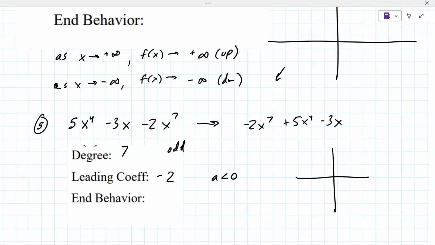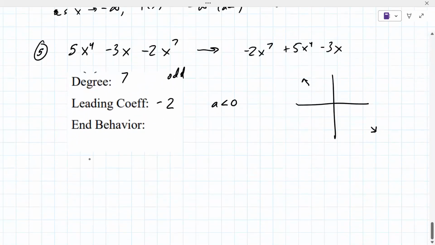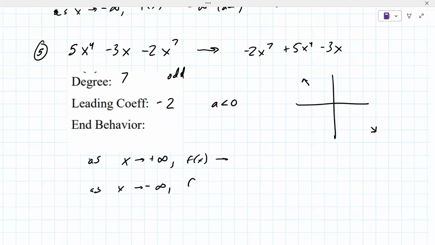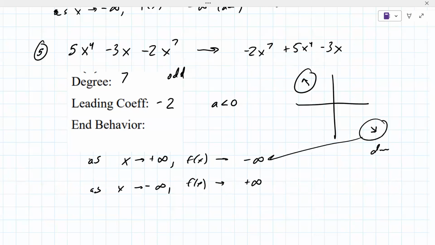I would always try to draw a quick sketch of it, and then you can fill in the blanks for this. f of x would be negative infinity for the first one, that's down. For the other one, it's positive infinity. So that's why you've got to know those four graphs really, really well.